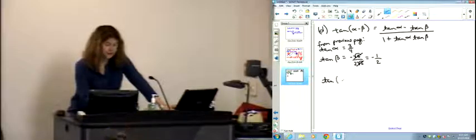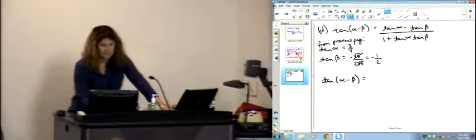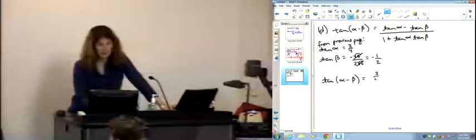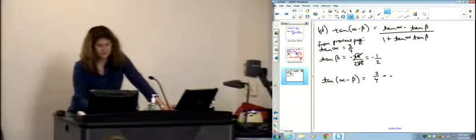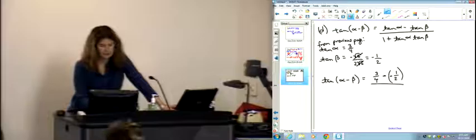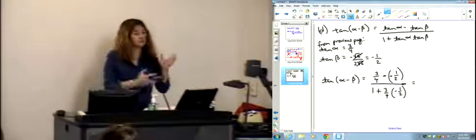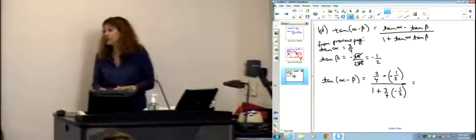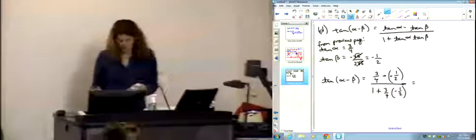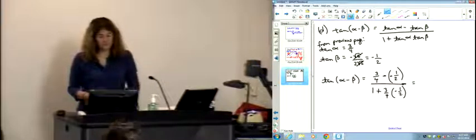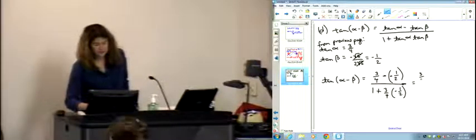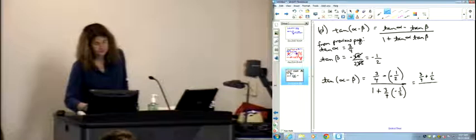Okay, and we have the tangent of alpha minus beta is equal to 3/4 minus -1/2 over 1 plus 3/4 times -1/2. Just plugging in the things that we've gotten from the graph or from the information that was given to us. And now we're going to try to simplify this part here. I see we have 3/4 plus 1/2 over 1 minus 3/8.